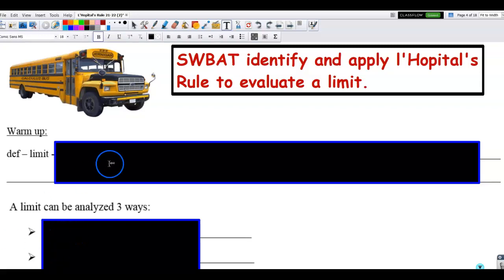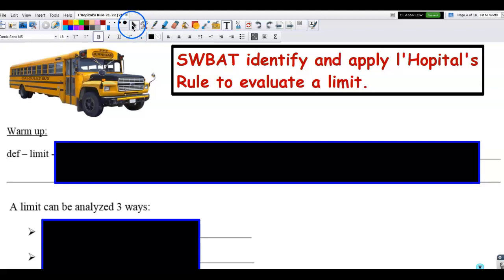As you can see in this video, the objective is that students will be able to identify and apply L'Hopital's rule to evaluate a limit. So let's refresh our memory on what a limit is.